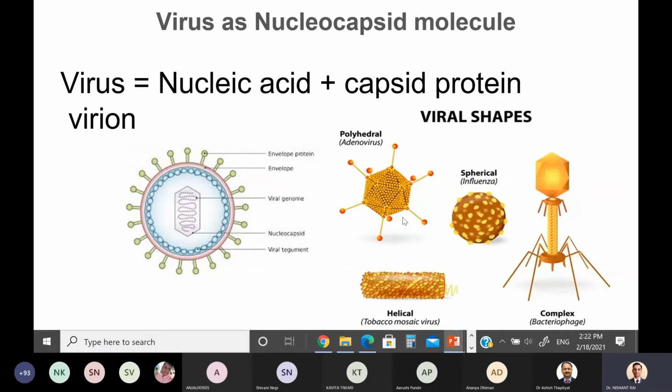Like here, this is an icosahedral structure, which is called polyhedral. Poly means many, and hedral means faces. Polyhedral, it may be helical, it may be a tadpole-like structure.